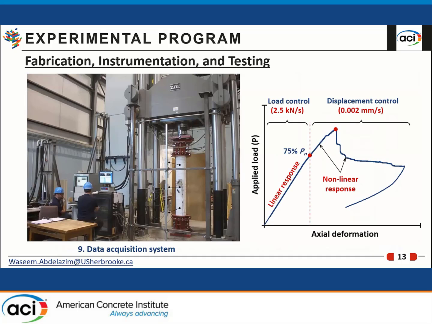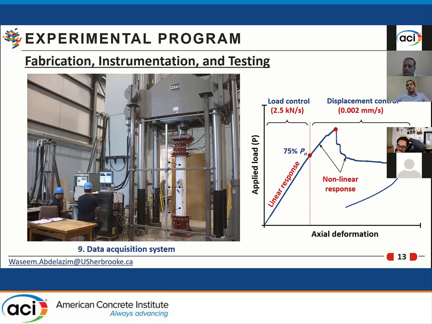The column was then aligned into the testing machine and all the instrumentation were connected to the data acquisition system. The loading started with a rate of 2.5 kilonewton per second up to 75% of the expected column capacity. Then the load was continued with a displacement rate of 2 micrometer per second.